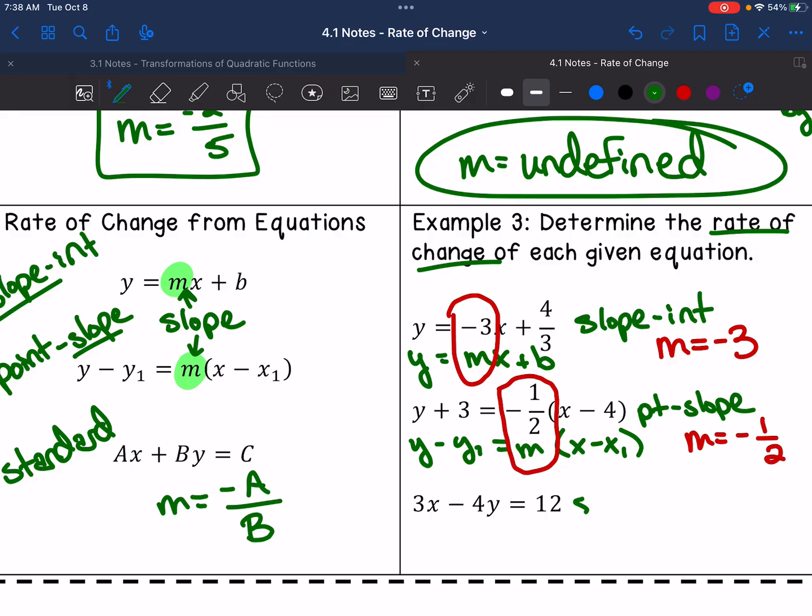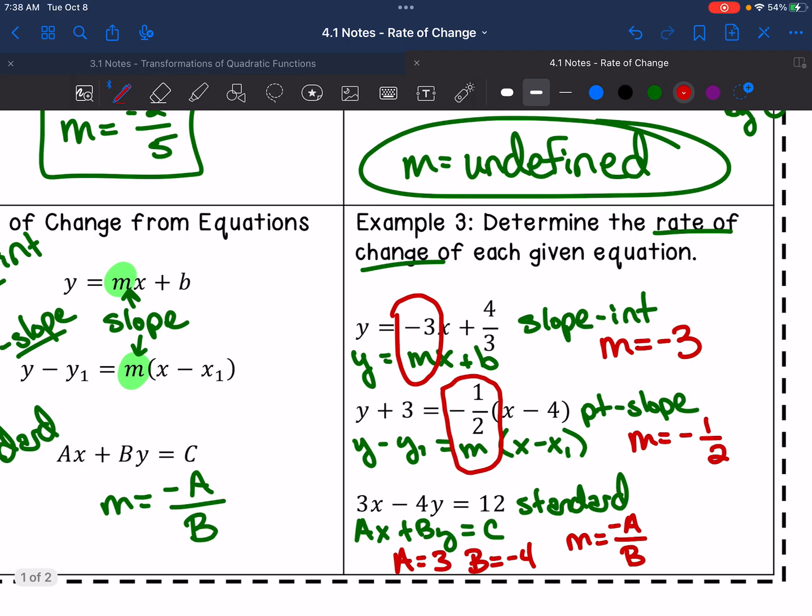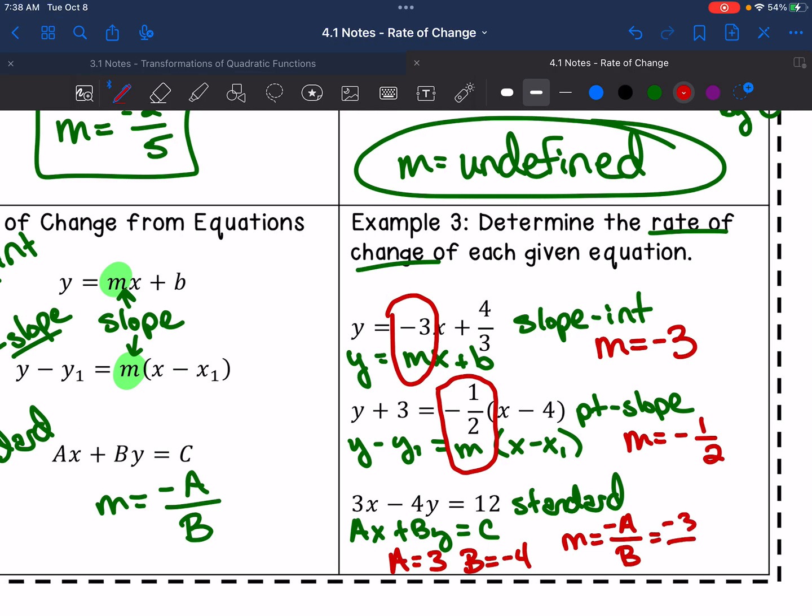All right, and then my last one is standard form. That's ax plus by equals c. So it is telling me that a equals 3 and b equals -4. So if my slope is -a over b, I have -3 over -4, which is +3/4, because a negative divided by a negative is a positive.